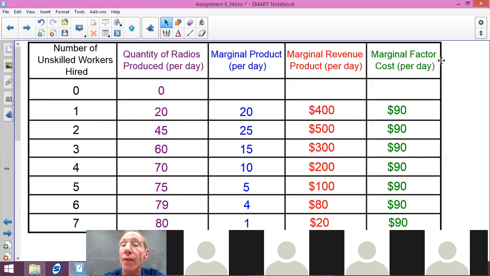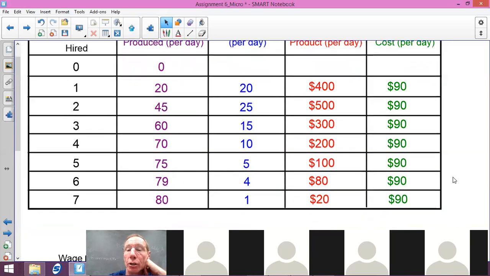And the marginal factor cost per day, the marginal, not the total, right? If we're adding one worker, which is what the marginal factor cost is. We're adding one worker, 1, 2, 3, 4, 5. So each time we add a worker, the marginal cost or the added cost is $90 per day. So this is more information here that's going to be helpful, okay?